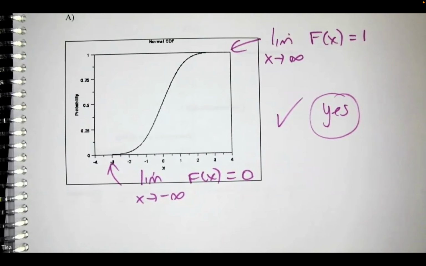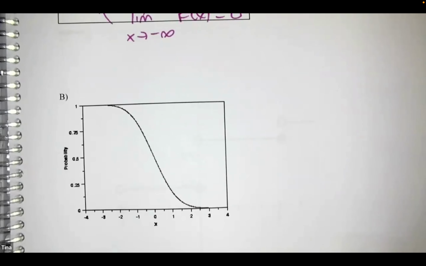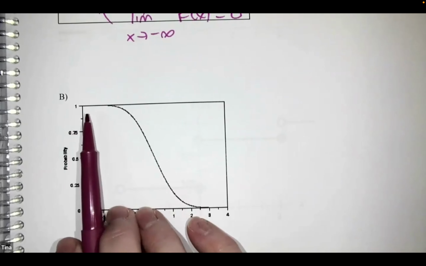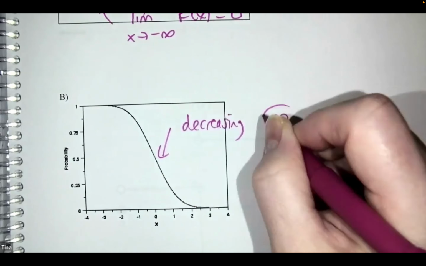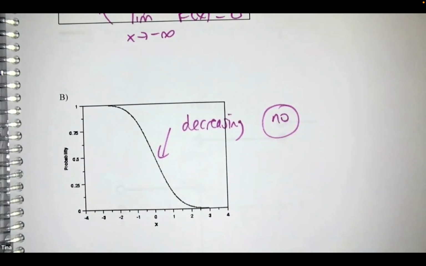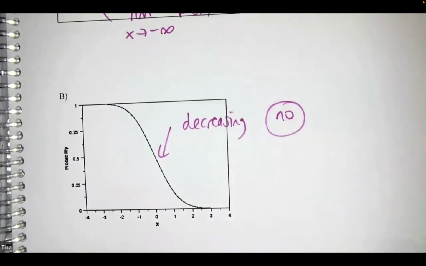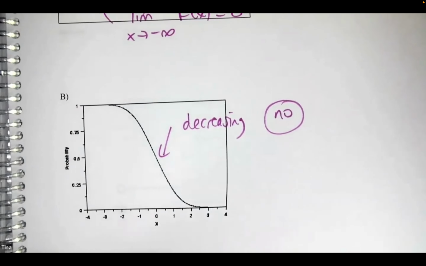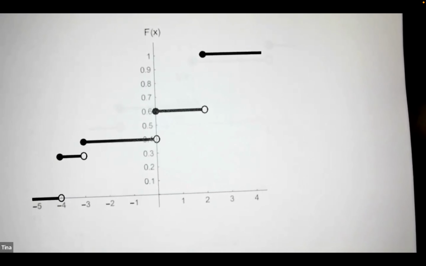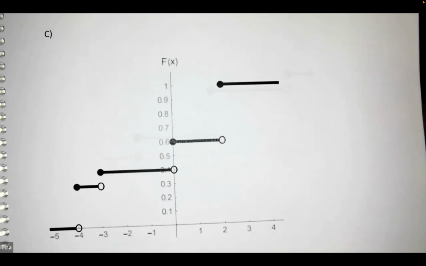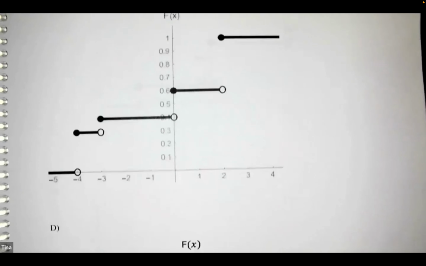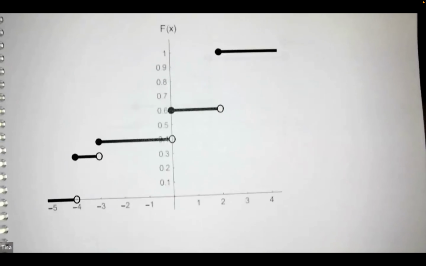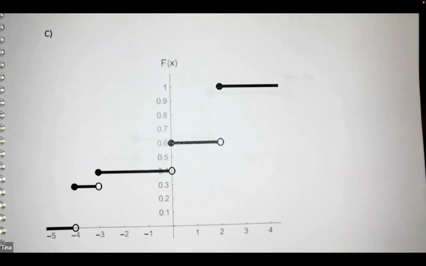B is kind of backwards, isn't it? Right? For B, the limit from the left is 1, and that doesn't make any sense. And we can see that it's decreasing. So that cannot represent probability. Cannot be a cumulative distribution function, right? Cumulative has to keep adding until you get up to 1. Okay. So C versus D. One of them's good, one of them's not. So take a look at C, and then take a look at D, and see if you can decide what you think here.